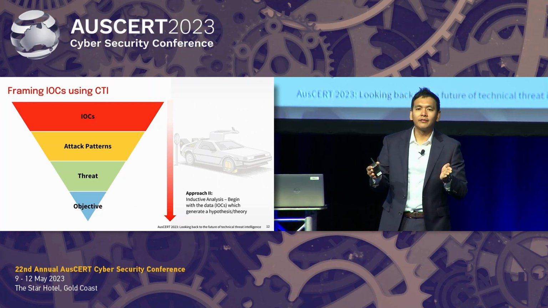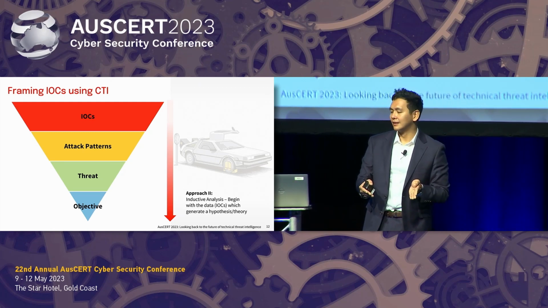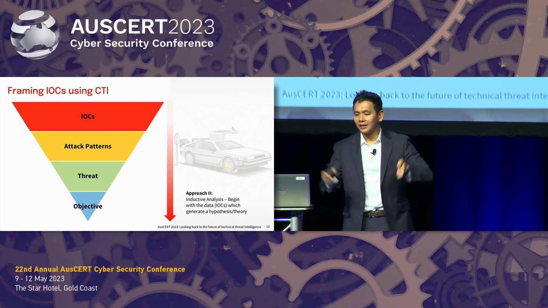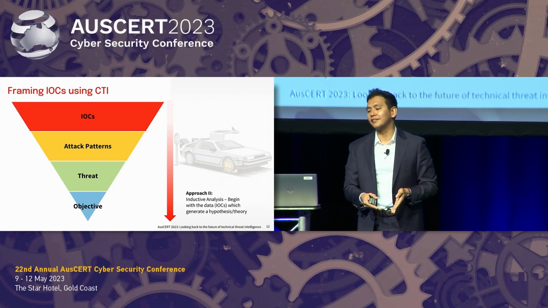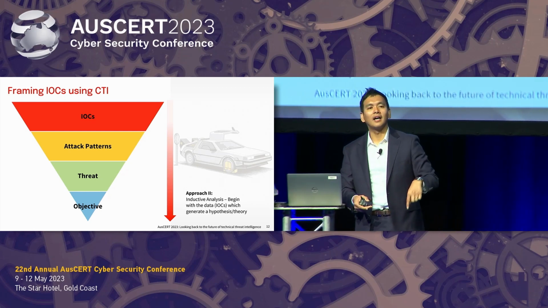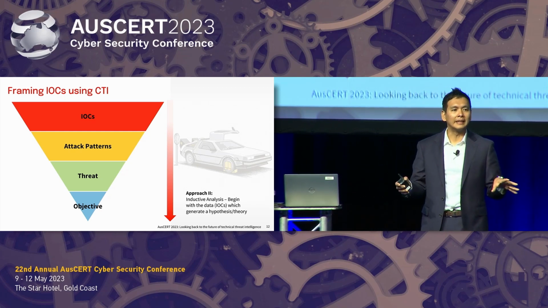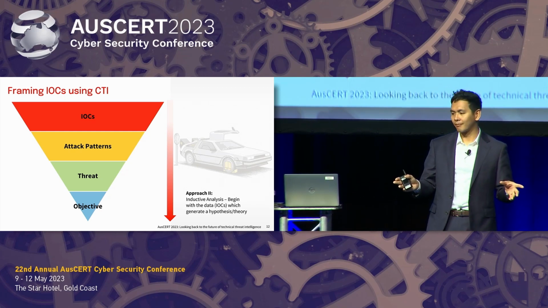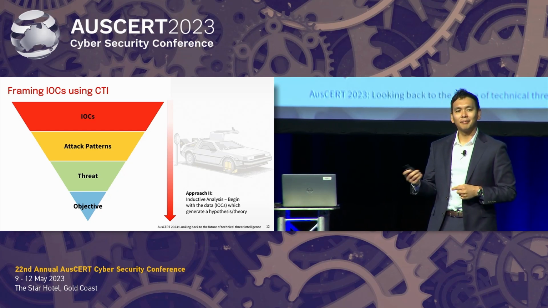And then we've kind of gone down and looked at the threat. So who is it? Like, what are they after? What are their objectives? So we've kind of gone to this approach. It's called inductive analysis or inductive research, which begins with data and ends with a hypothesis or theory. So that's what most people do with indicators of compromise in their organization. So I've had a bit of time to actually rethink that piece.